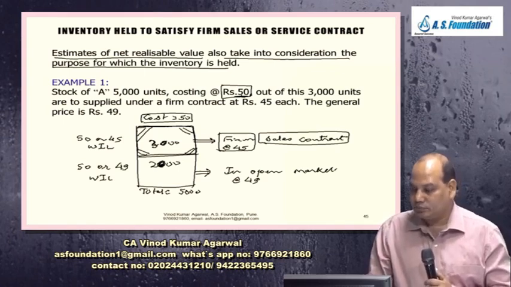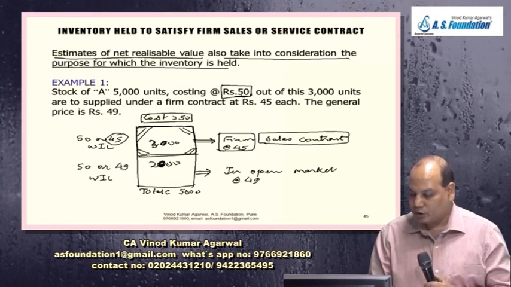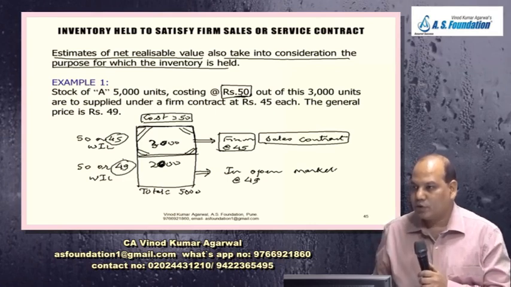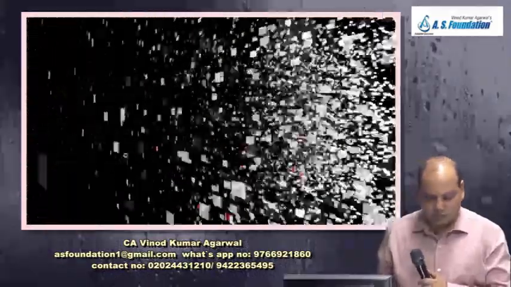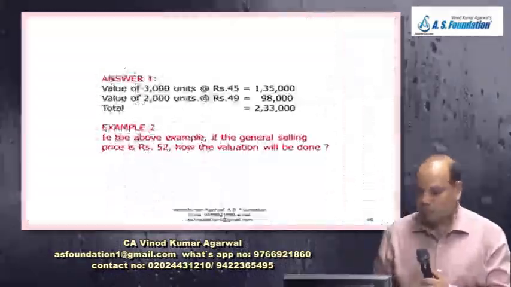Is it right? So what is the value of this inventory? 3,000 into 45 I will take, and 2,000 into 49 I will take. So see the answer. Is it printed in your book also?